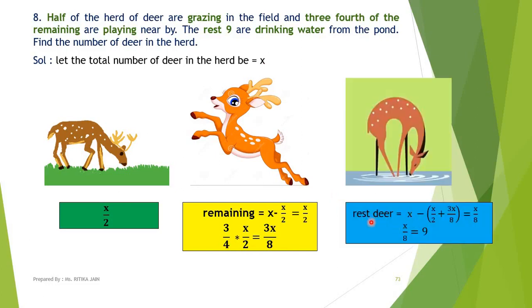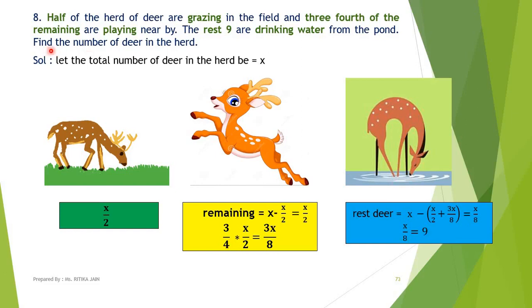How? The rest number of deer can be calculated as total number of deer minus number of deer grazing and number of deer playing. So, it will give me x by 8. And clearly in the question, I have been given that the rest 9 are drinking water. It means the rest, x by 8, is equal to 9. Yes or no? Okay. So, x by 8, or 9 deer, are drinking water.